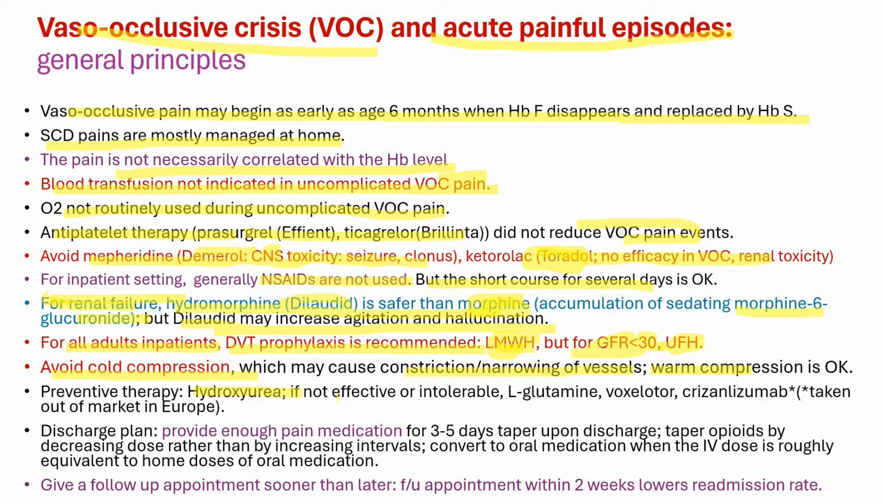If it's not effective or intolerable, there are other drugs or supplements that can be used. L-glutamine, voxelotor, crizanlizumab. But crizanlizumab has been taken off the market in Europe very recently. When you discharge the patients, provide enough pain medication and give a follow-up appointment sooner rather than later. A follow-up appointment within 2 weeks lowers the readmission rate.